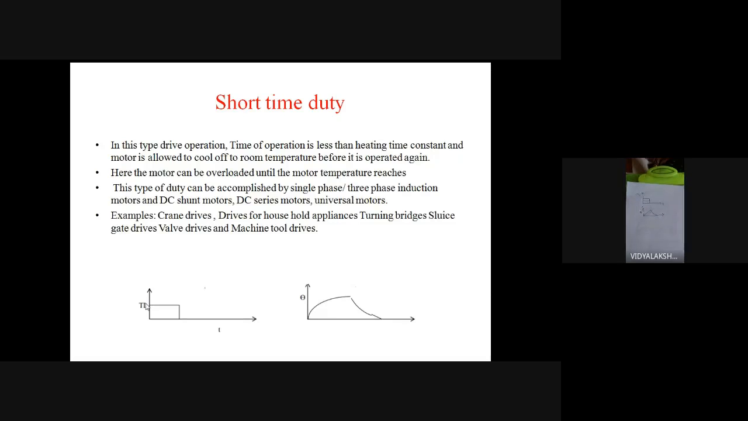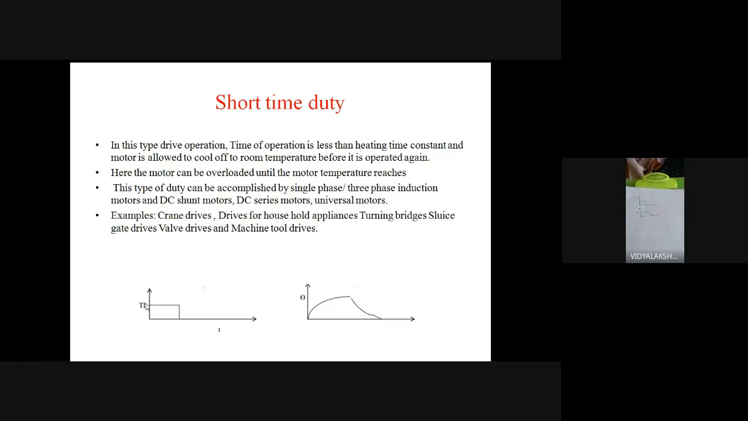Yes, now you can understand what I'm trying to say. This is the short time duty curve. For example, you can take a crane drive. For a crane, we use it for picking and then dropping something. If I'm picking, I can use it for a short time. After that, it will be in rest position. After that, I can use it only to track the other thing.